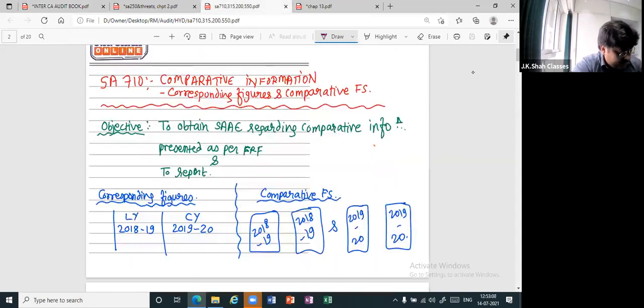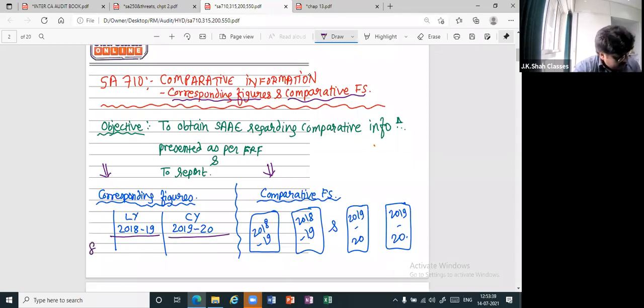Now, 710, have a look. It is on what? Understand first. 710 is on comparative information. Two things. One, corresponding figures. Second, comparative financial statements. Now, what is the difference between corresponding figures and comparative financial statements? See, what do you mean by corresponding figures? When the company issues financial statements, they don't give one year's info, they give two years' info. Basically, they give column presentation, something of the last year, something of the current year.